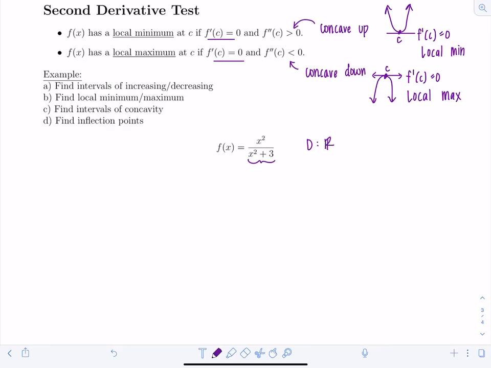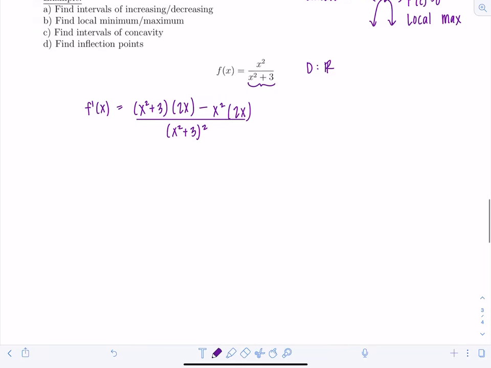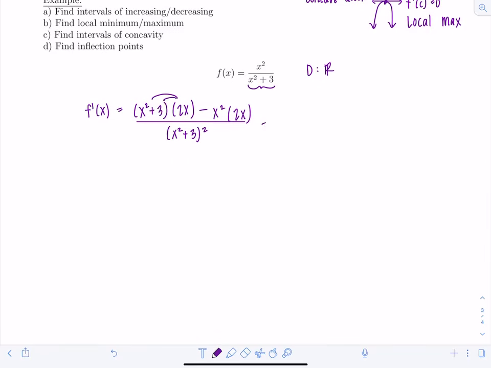Okay, so to start off, we're going to find the intervals of increase and decrease. In order to do that, let's first find f prime of x. So f prime of x is equal to, I'm going to need to use the quotient rule. So I have low d high, x squared plus 3 times the derivative of the numerator, 2x, minus high d low, x squared times the derivative of the denominator, which is 2x, over the denominator squared, x squared plus 3 quantity squared. All right, now from here, let's distribute and clean up the numerator, simplifying and combining like terms. So this is going to give us 2x cubed plus 6x minus 2x cubed over x squared plus 3 quantity squared. And then I'm just going to be left with 6x over x squared plus 3 squared. So here's my first derivative.